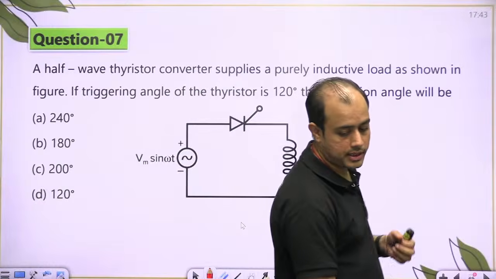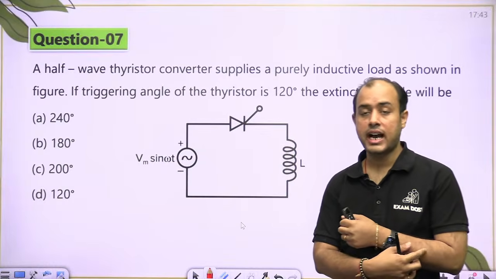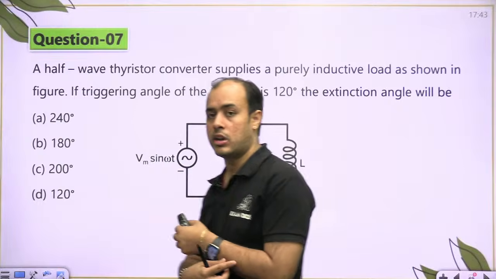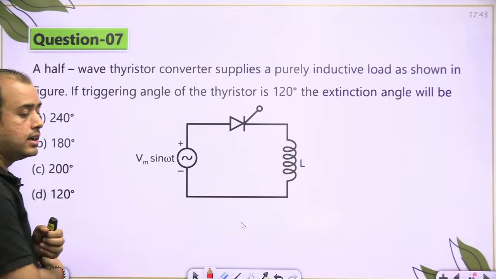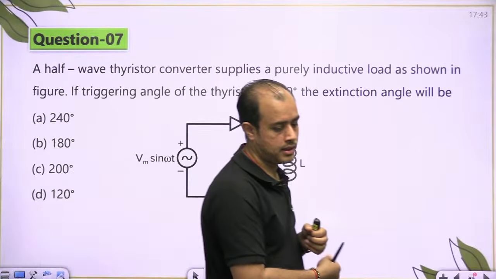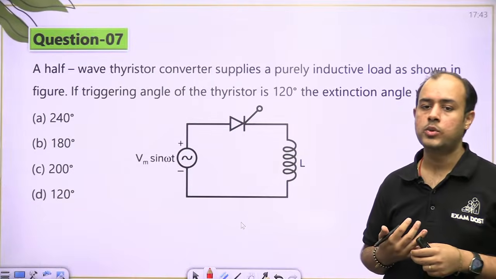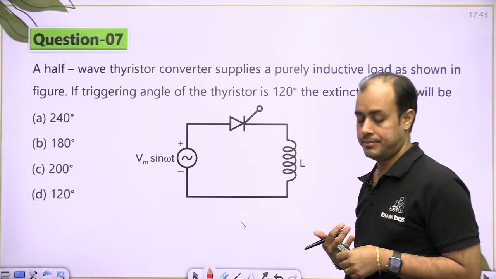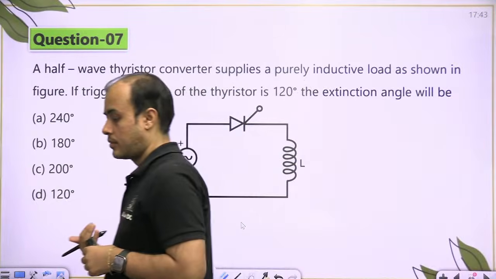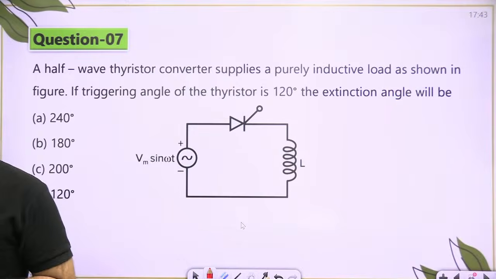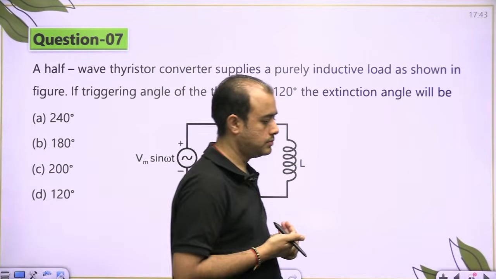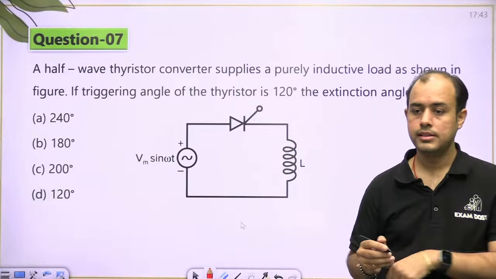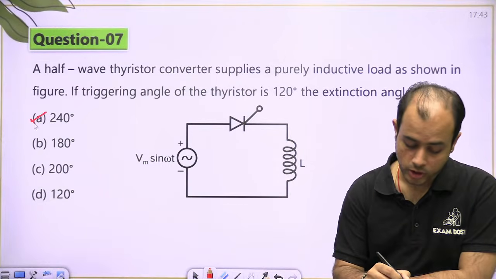ये देखो बड़ा बढ़िया क्वेश्चन है. A half wave thyristor converter supplies purely inductive load. If alpha is 120, what is beta? If alpha is 120, what is beta? तो बीटा विल बी 240.